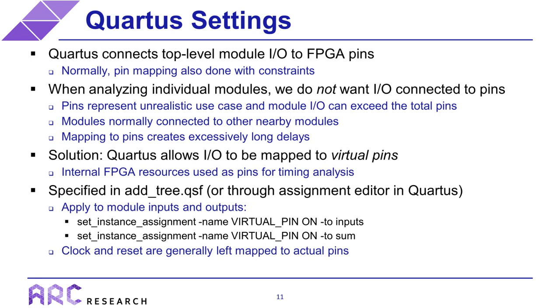One more Quartus issue you need to be aware of is that by default, Quartus will connect all module I/O to FPGA pins. Now normally, if you want to connect the I/O to specific pins, you also do that with constraints. However, in this case, we are just analyzing the timing of a module by itself, so we really don't want the I/O connected to pins at all. The reason for this is that modules are normally connected to other nearby modules, so by mapping the module I/O to pins, you could be creating excessively long delays that test an unrealistic use case of the module. In addition, it is common for module I/O to exceed the total number of pins on the FPGA, in which case it won't even compile.